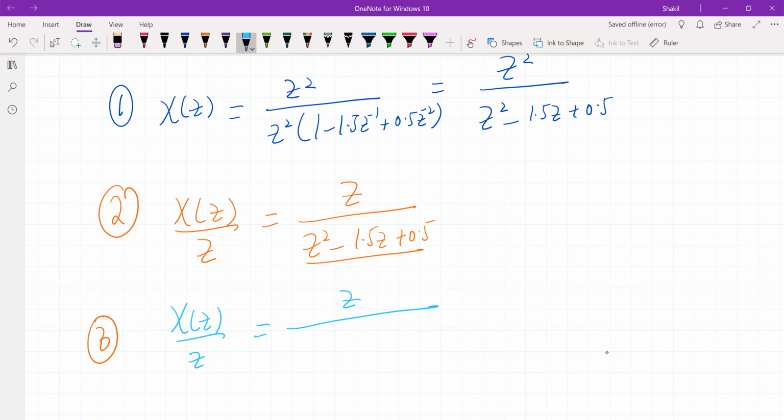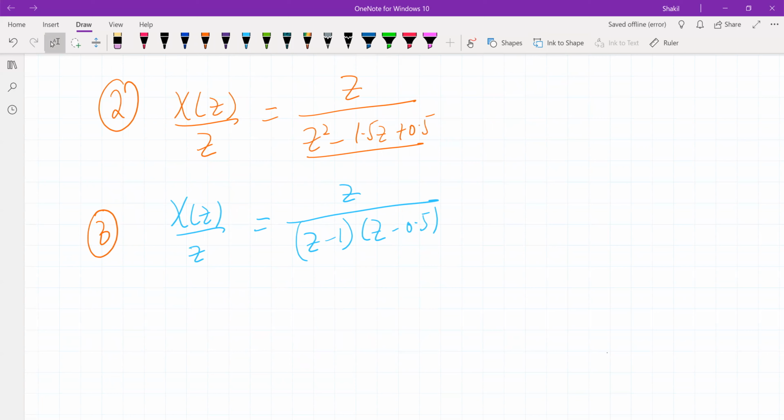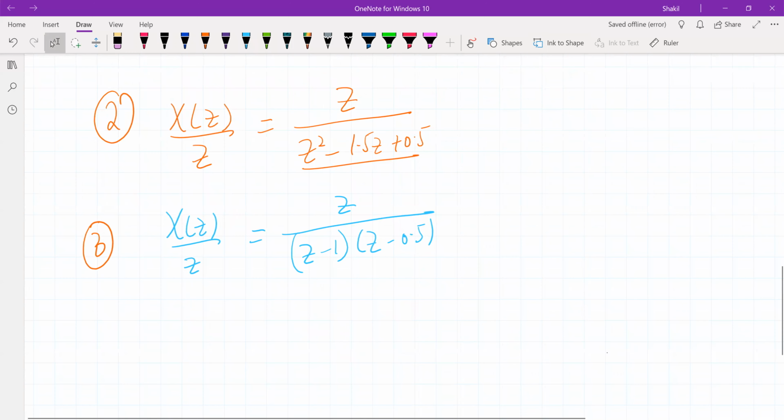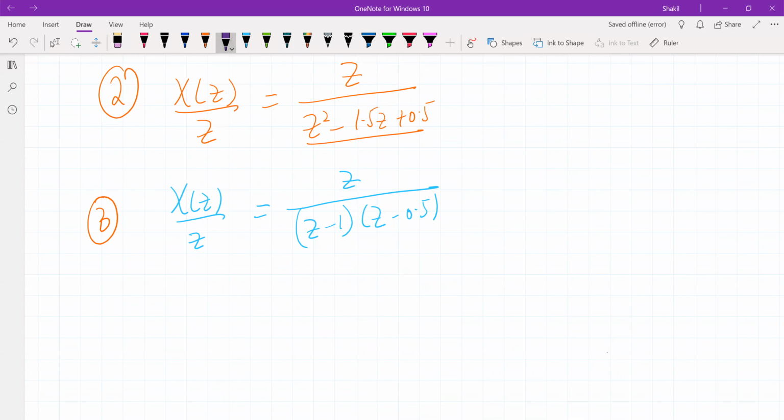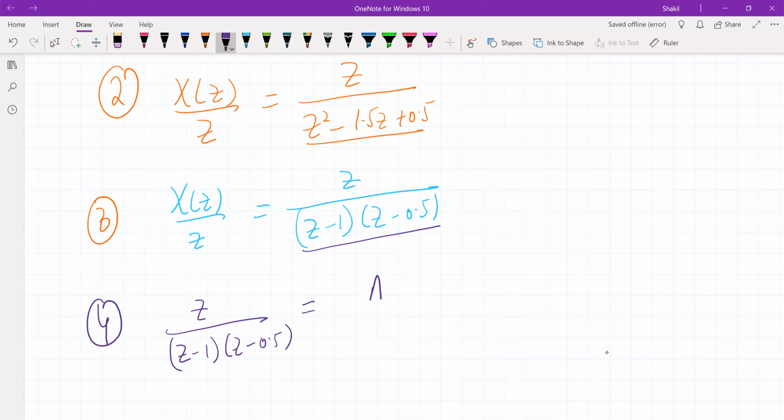So if we factorize this, the factors of this denominator will be z minus 1 and z minus 0.5. You can check it, compute the factors. Then what is meant by partial fraction method? This is the partial fraction method actually. We write z by z minus 1 and z minus 0.5, and whatever is on the right hand side, we write it like A by z minus 1 plus B by z minus 0.5. You might have already seen it in the Laplace transform.